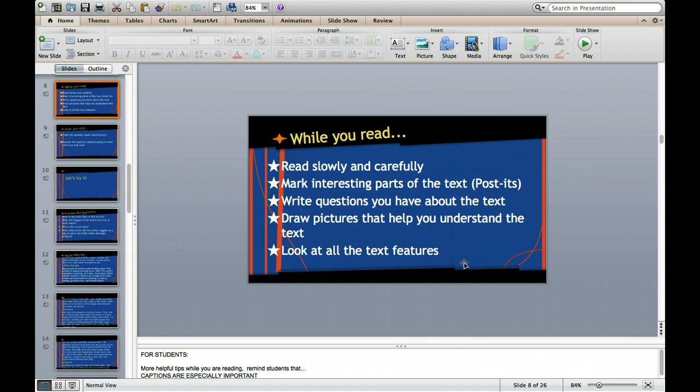So if there's a heading that says melting snowmen and you have a question about how fast snowmen melt, obviously that's going to help you find it, right? So pay attention to the text help as well.